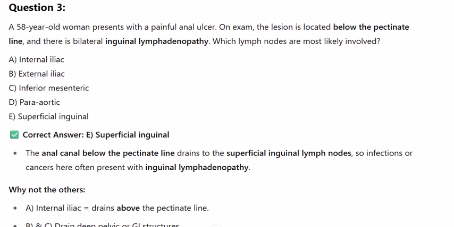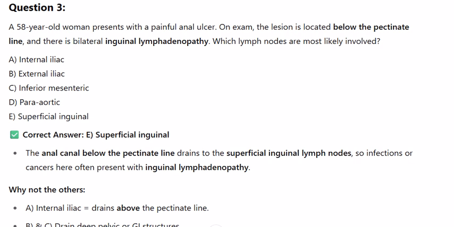Question 3. A 58-year-old woman presents with a painful anal ulcer. On exam, the lesion is located below the pectinate line, and there is bilateral inguinal lymphadenopathy. Which lymph nodes are most likely involved? A. Internal iliac, B. External iliac, C. Inferior mesenteric, D. Para-aortic, E. Superficial inguinal.